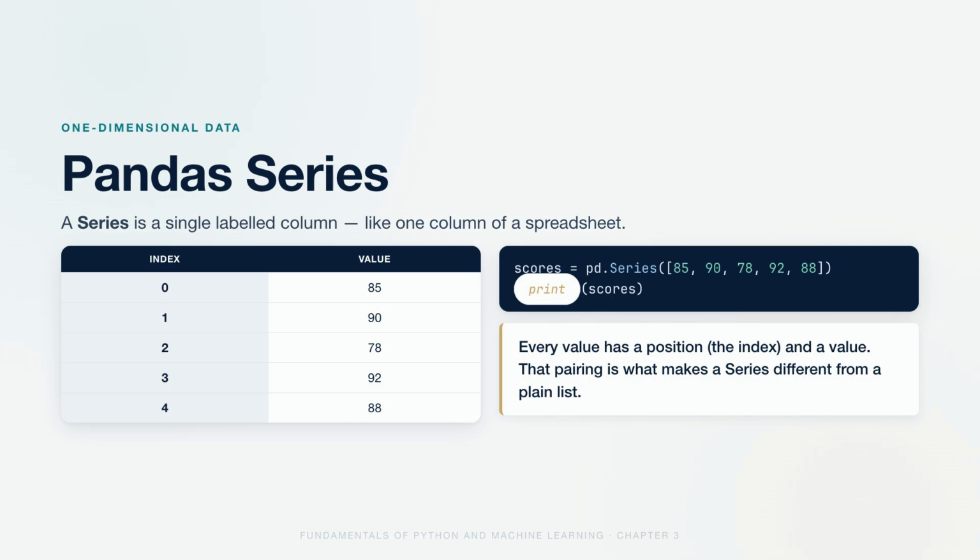A series is similar to a NumPy array, but it has something very important, an index. The index gives each value a label. By default, Pandas uses a numerical index starting at 0. So the first value has index 0, the second value index 1, and so on. This is useful because we can access values by their position or by their label. A series is important because it represents the building block of data frames. In simple terms, a data frame is made of multiple series placed side by side as columns.